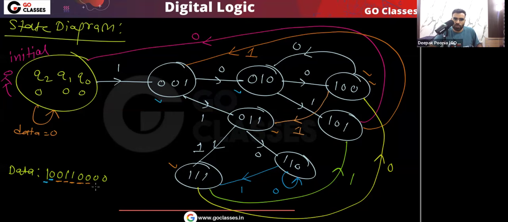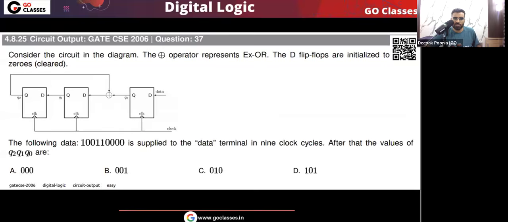Now from state 4 on 0 we are going to state 2. From state 2 on 0 we are going to state 4. From state 4 on 0 we are going to state 2. So that's it. Now you can see at the end we are here. Okay, this is your answer. So the answer will be 0 1 0.